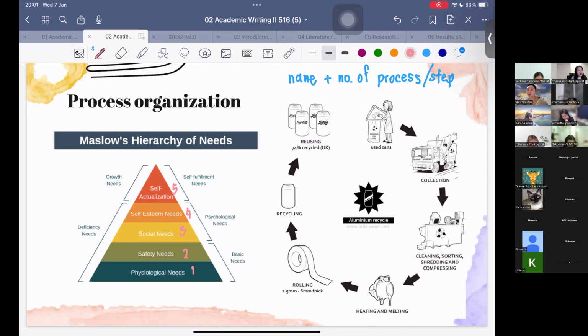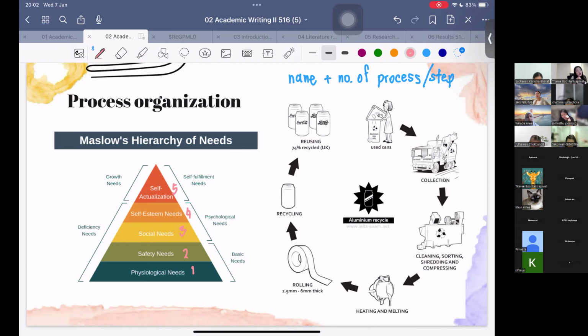So body paragraph 1, physiology. Body paragraph 2, safety needs. Body paragraph 3, social needs. Body paragraph 4, self-esteem, and number 5 would be self-actualization. If it needs to be super detailed, you can have a paragraph for each component.